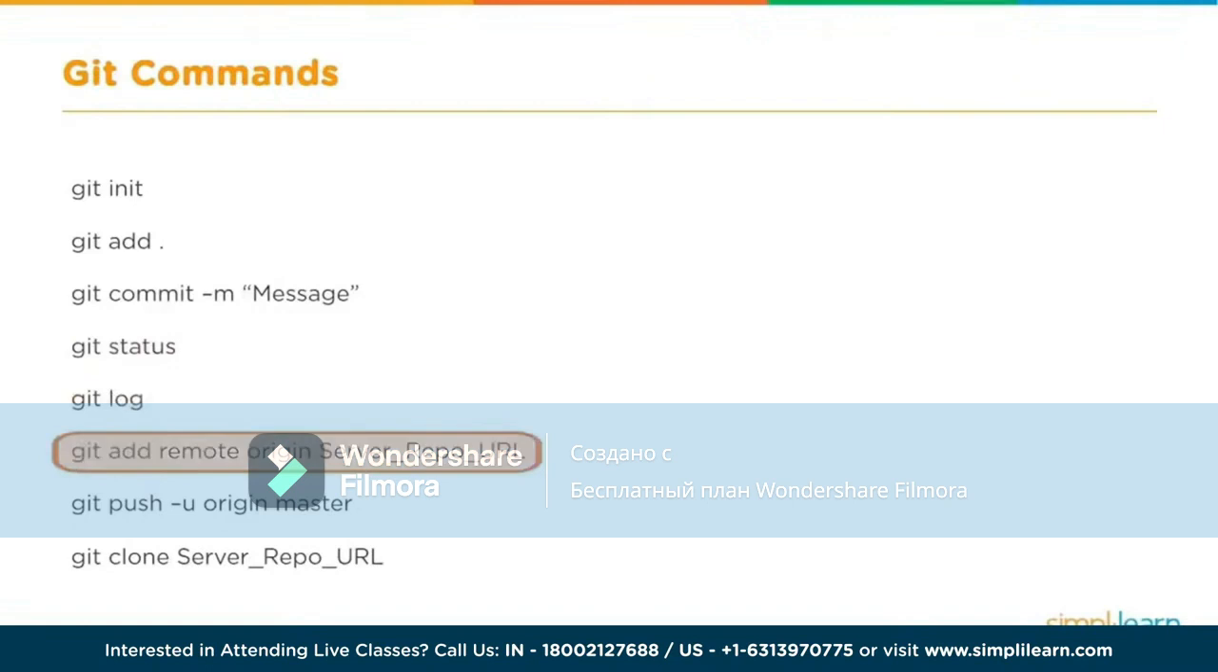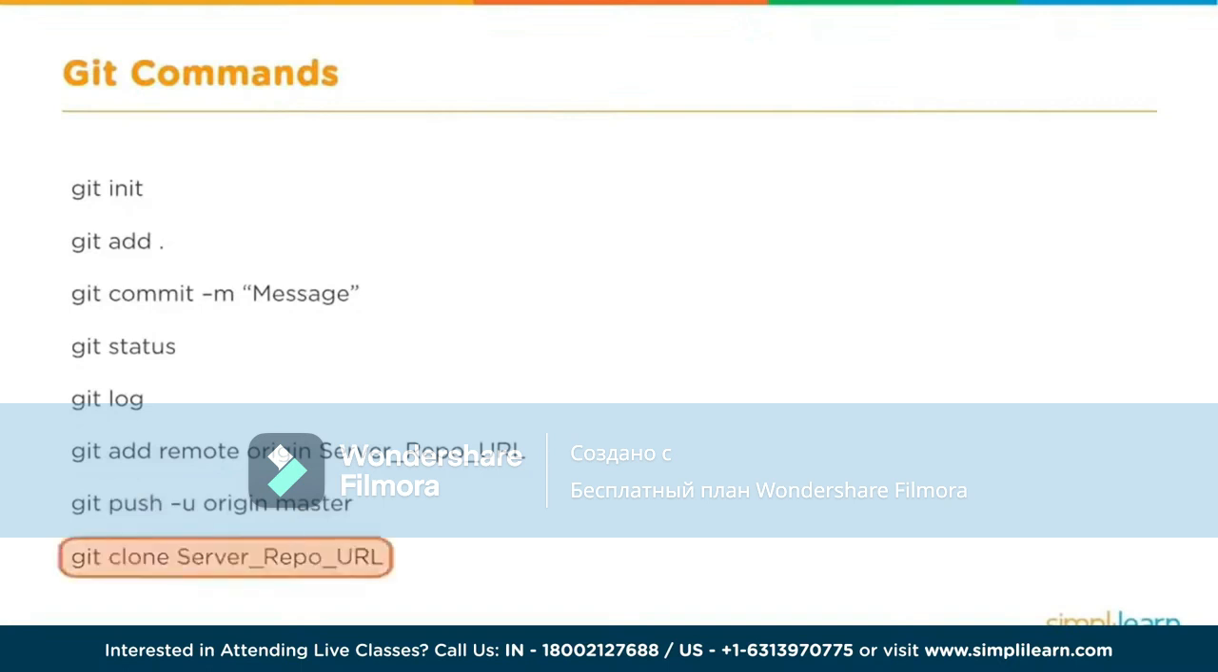Git remote add origin. This command is used whenever you want to link any local repository to a server. And this is when you want to really push a repository from the local to the server for the first time. Git push -u origin master. This is the command that you would use whenever you want to push contents from the local repository to the server. Git clone and the URL of the server.